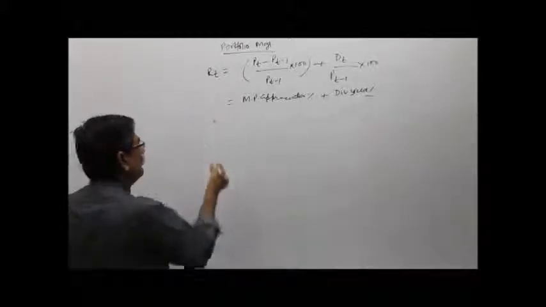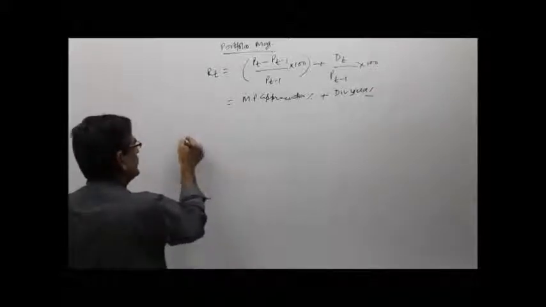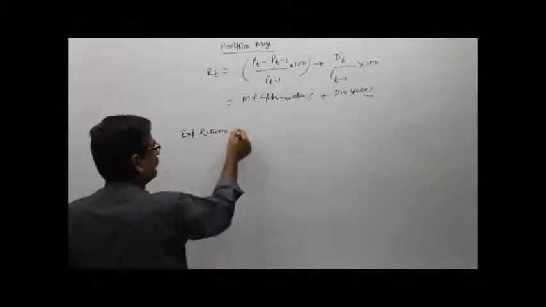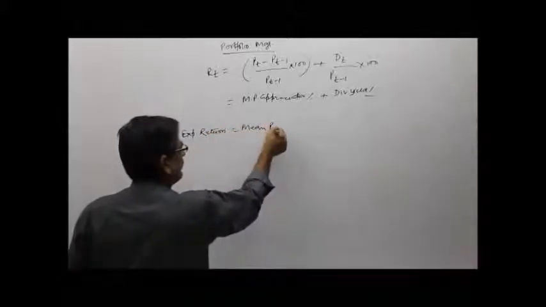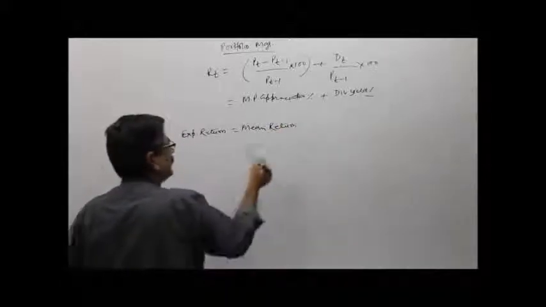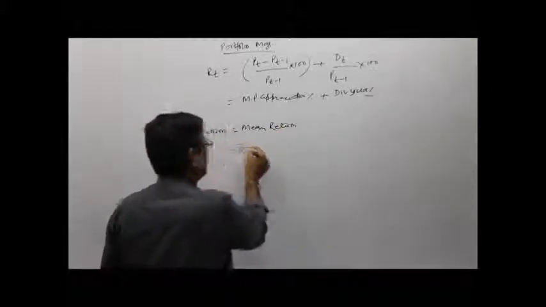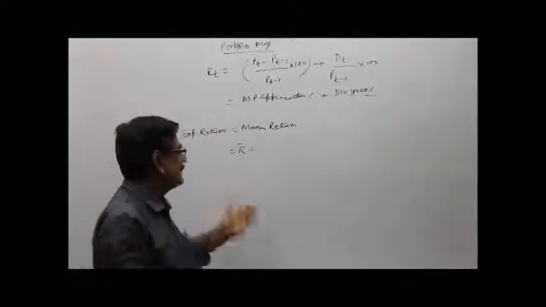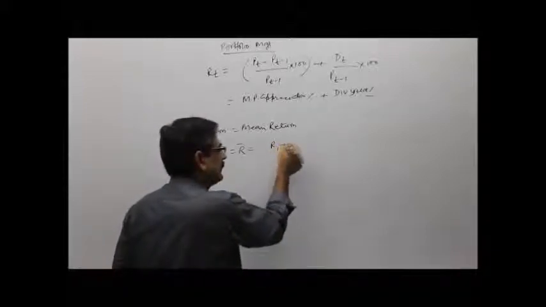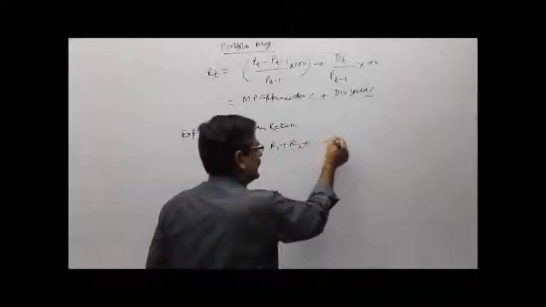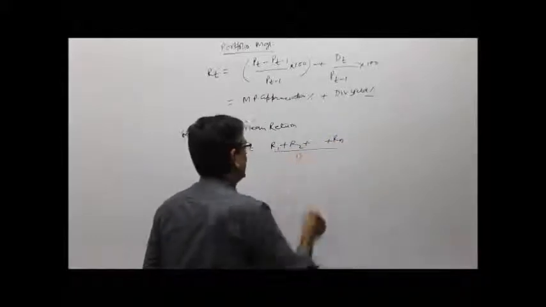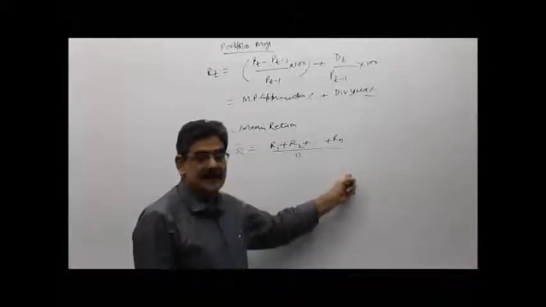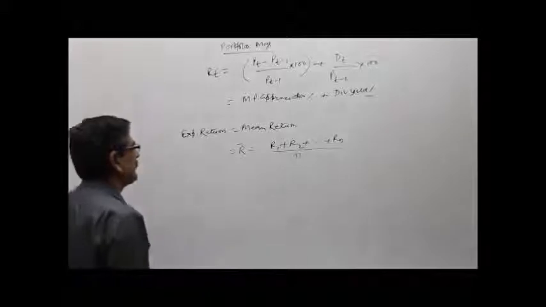Next, this way we can compute return for all the periods. Then we say expected return or mean return, which is equal to R bar. R bar will be the average of return computed for different periods. So R bar is R1 plus R2 plus R3 plus Rn divided by n.